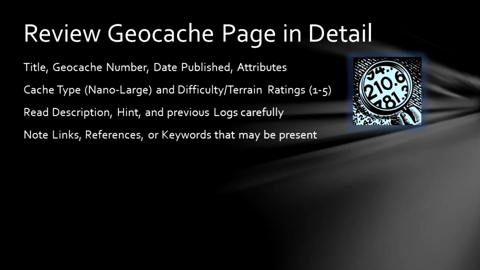Before attempting a field search, carefully review every aspect of the cache page for clues. Start by checking the cache title, GC number, date published, and the attributes. Note the cache type if given and the difficulty and terrain ratings. Difficulty rating may reflect the puzzle and not physical ability to reach the cache. Carefully read the description, hint if given, and previous logs. There may be links, references, or keywords offering clues.